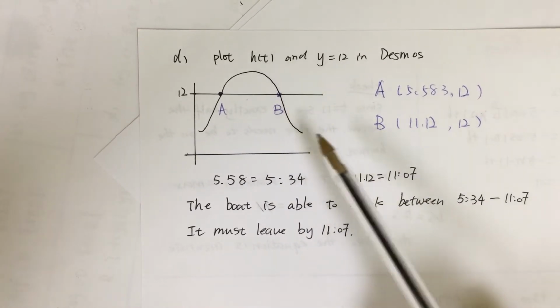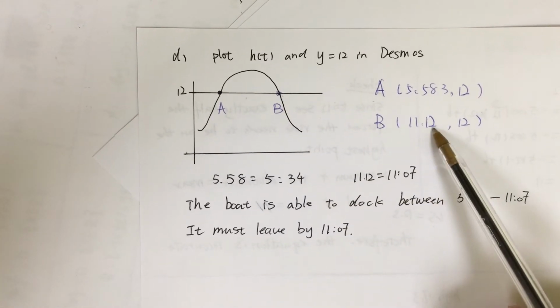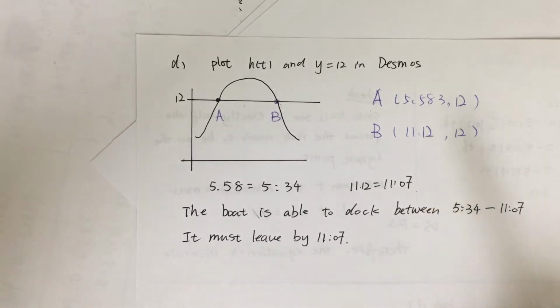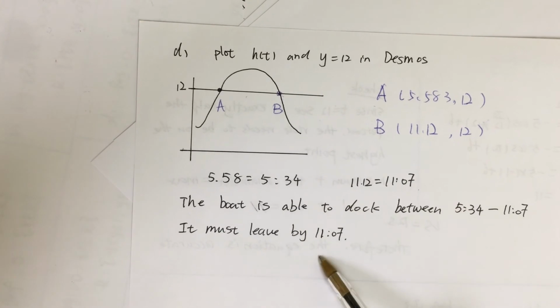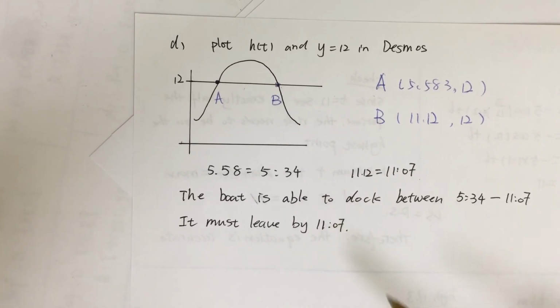However, the boat must leave at this point, 11.12, and also convert to clock time, that will be 11:07. So between these times, the boat is safe, and the boat must leave at 7 minutes past 11. So this unit is done.